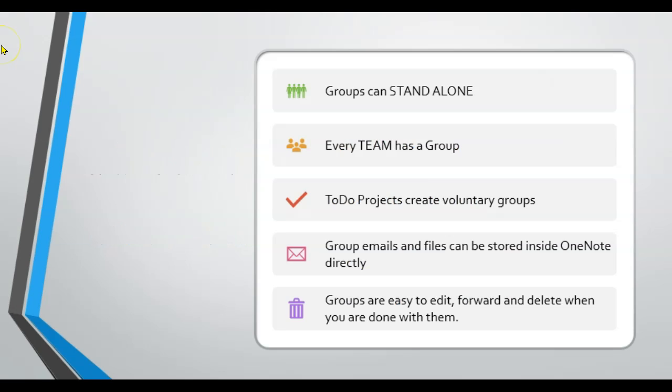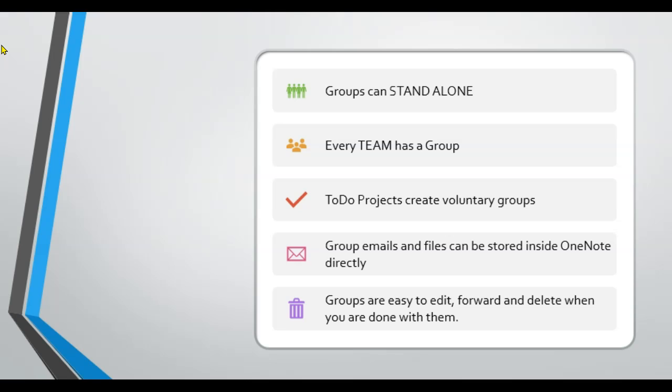Something you might want to know about groups is that they can stand alone as a set of email addresses in Outlook. Every time you create a team, it automatically creates a group, but you don't have to have a team in order to have a group. If you create a to-do list in Outlook, that automatically creates a group as well.